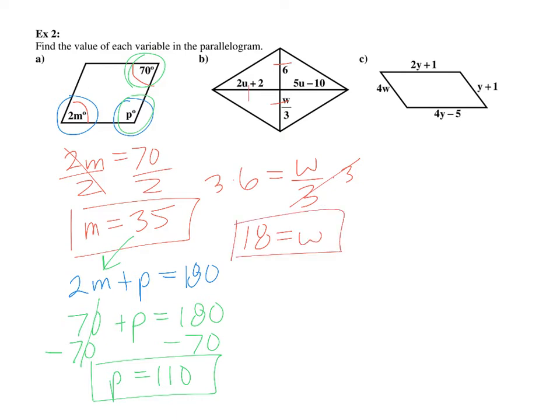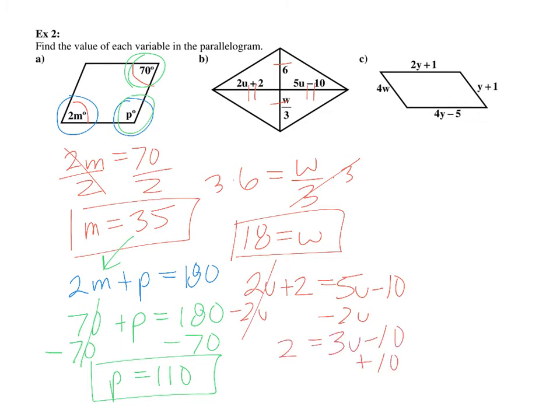And then for the next one, I know that these are the same. So 2U plus 2 is equal to 5U minus 10. I'm going to subtract 2U. I have 2 is equal to 3U minus 10. I'll add 10.